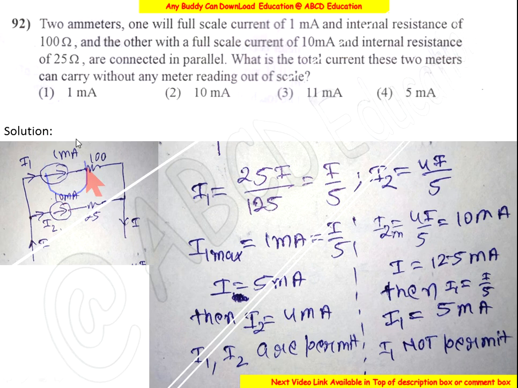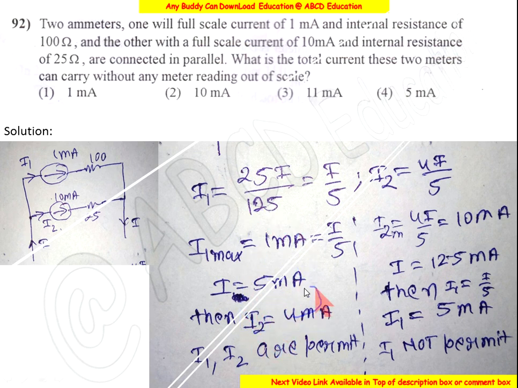Now come to the solution. These are the meters which are connected in parallel to each other. Then one can read 1 milliampere and the other can read 10 milliampere, carrying currents I1 and I2. Okay, so the resistances are these. By the current division rule, I1 equals I by 5 and I2 equals 4I by 5. Even if the maximum current can flow through meter 1, that is 1 milliampere, then I equals 5 milliampere.